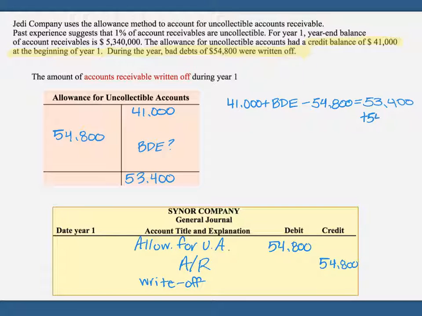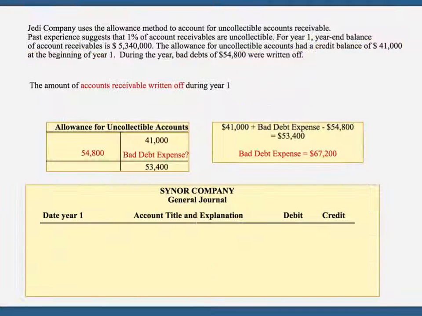Add the $54,800, subtract the $41,000, and that will give you bad debt expense, which equals $67,200. Finally, let's make the journal entry for bad debt expense. It's our debit for $67,200, and we credit allowance for uncollectible accounts for the same amount.